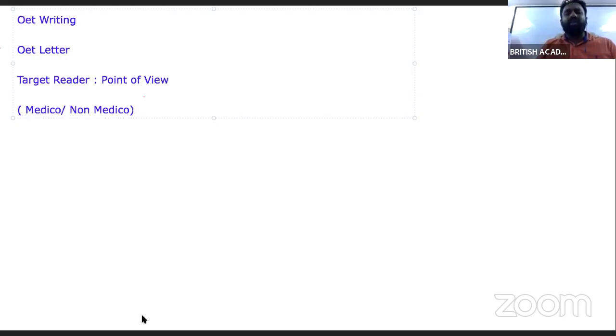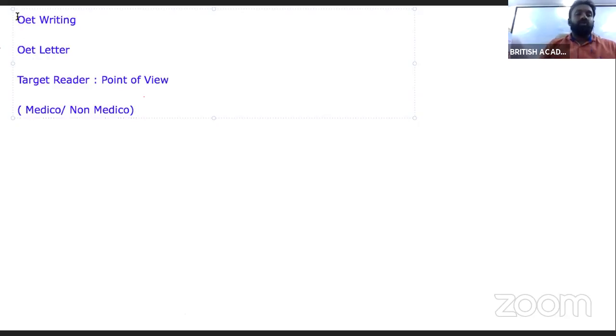That is something you need to understand, guys. You need to understand the target reader and what his point of view is. If that is clear in your mind, you will be able to write a good letter. Structure has only 20% of the importance, but 80% importance is given to your language, the sentences you make. You need to form simple sentences and convey your message to the person you're writing to. That is the only thing being assessed in your OET writing.